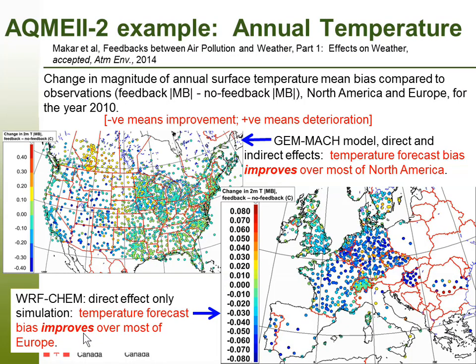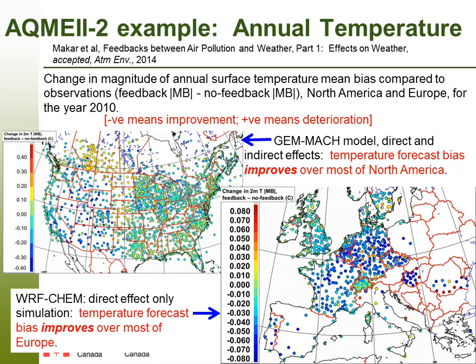So here's an example from AQMEII-2. These are for the year 2010, and they're showing all of the surface temperature monitoring stations in North America and in Europe that were part of the study. And what's specifically being shown here is the difference in the mean bias of temperature between observations and the model runs, but it's the difference between a feedback run and a no feedback run. And so it's the absolute value of the mean bias. Basically, the closer you are to zero bias, the better the simulation.